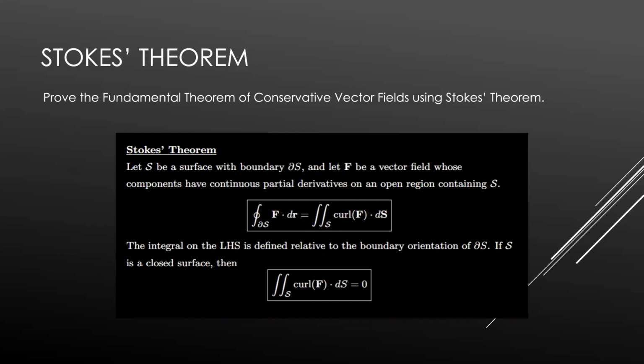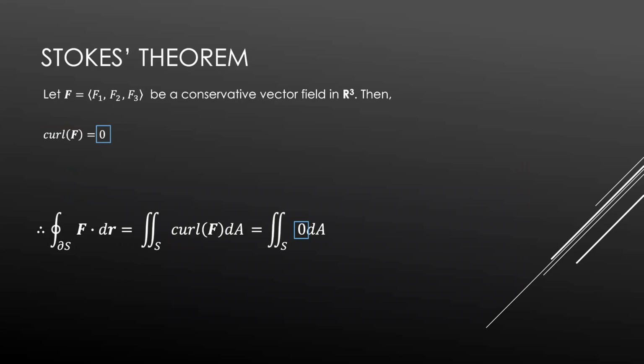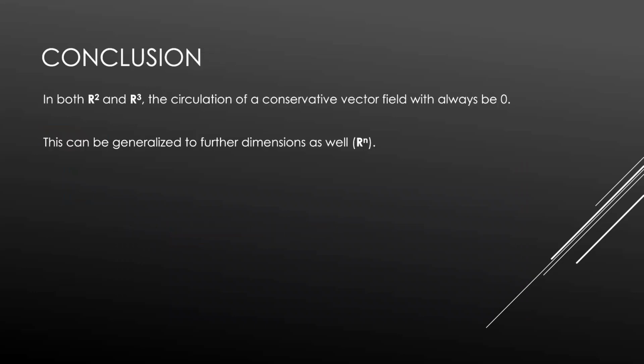For a three-dimensional vector field, we apply Stokes' theorem, which states that the line integral of the vector field over the boundary of the surface is the integral of the curl of the vector field over that surface. However, we know for a conservative vector field that the curl of f is 0. Thus, as long as the surface has definite bounds, the right-hand side of Stokes' theorem evaluates to 0. Hence, the circulation of a conservative vector field around a closed surface, or around a closed curve in R3 is 0.